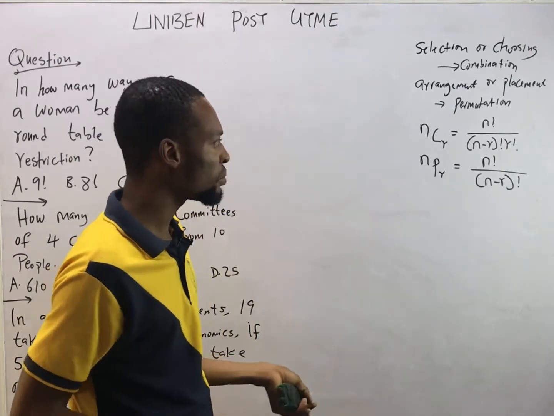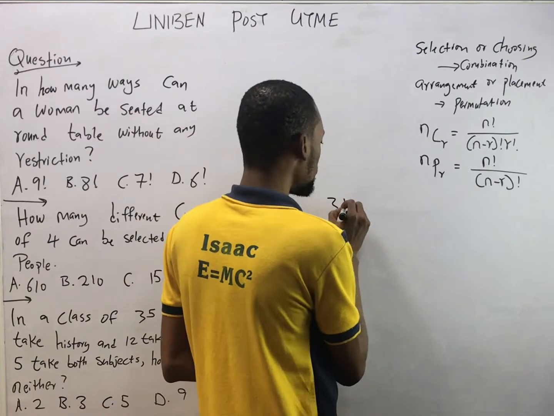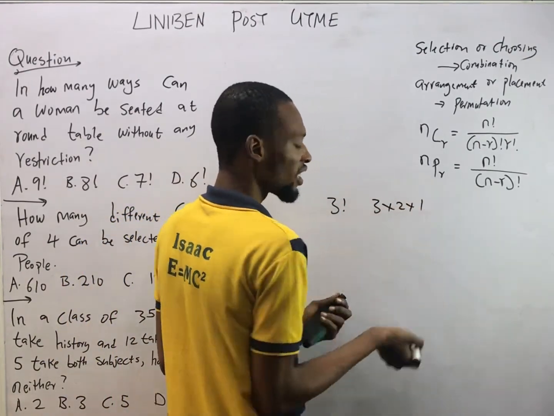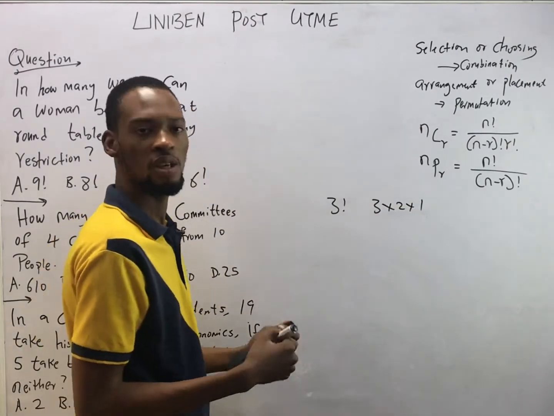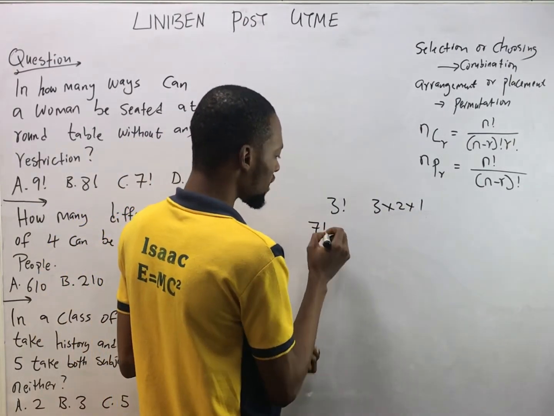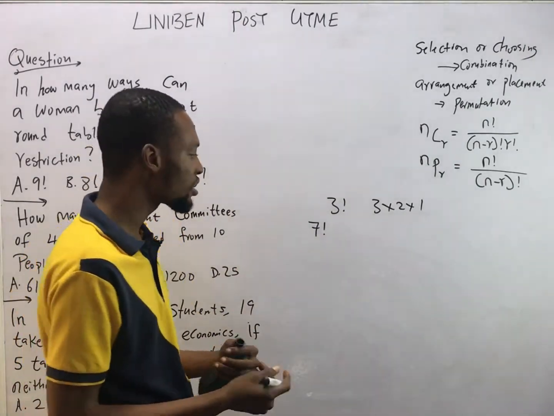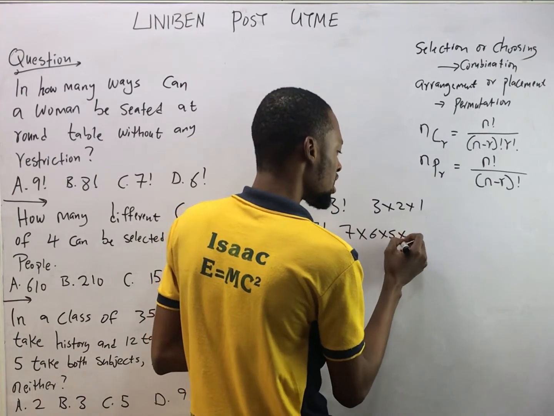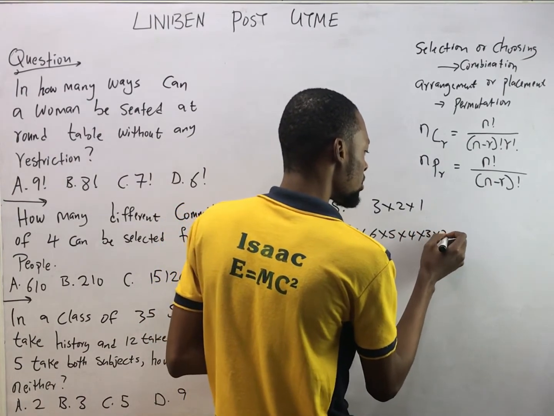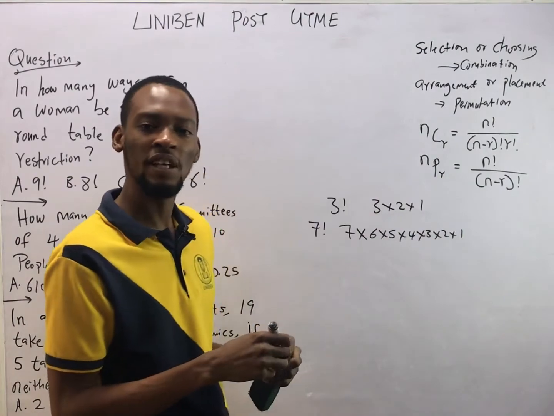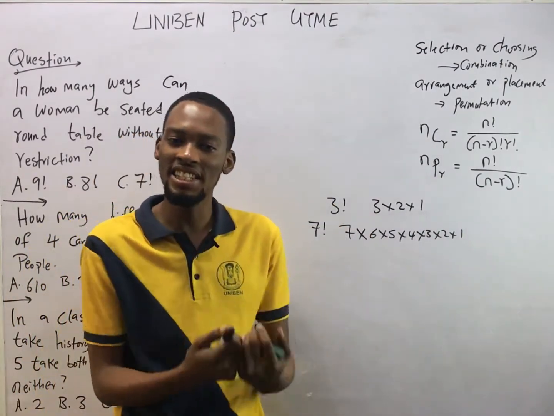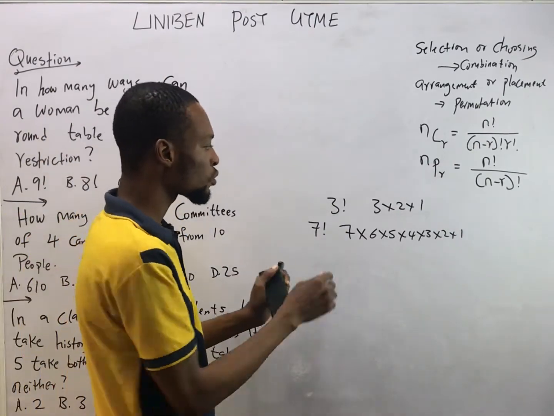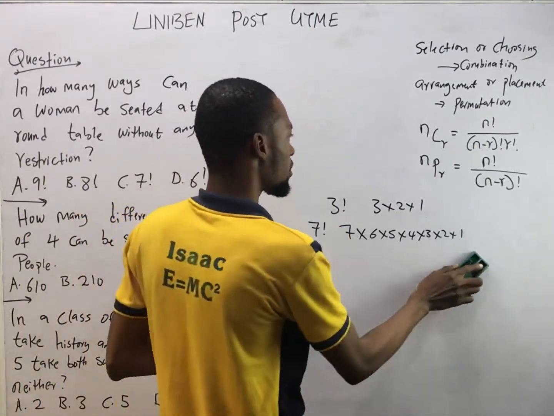And what does factorial mean? If I say 3 factorial, it simply means 3 times 2 times 1. If I say 7 factorial, it simply means 7 times 6 times 5 times 4 times 3 times 2 times 1. If I say 100 factorial, it is simply 100 times 99 times 98. You keep multiplying till it gets to 1. This is what factorial is about.